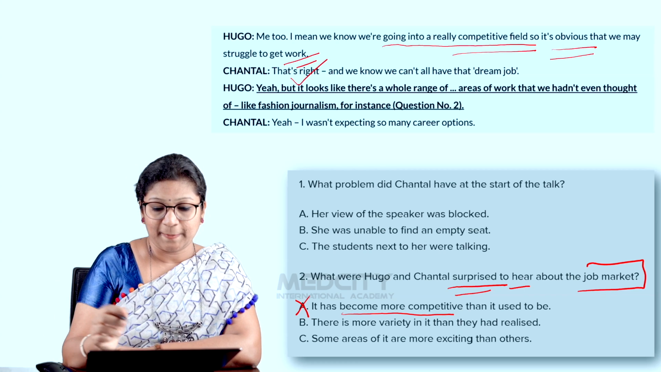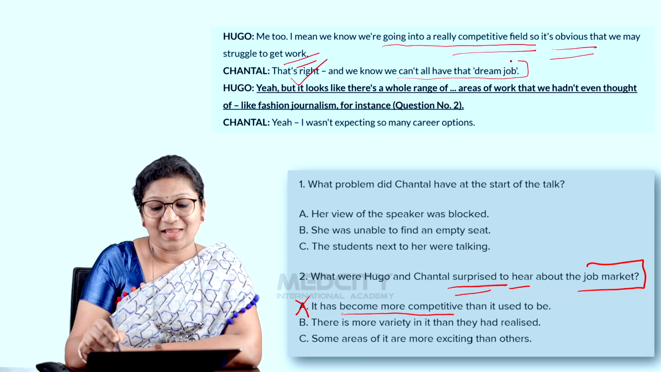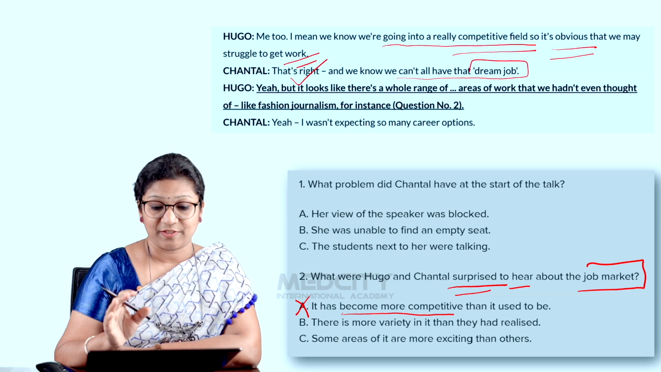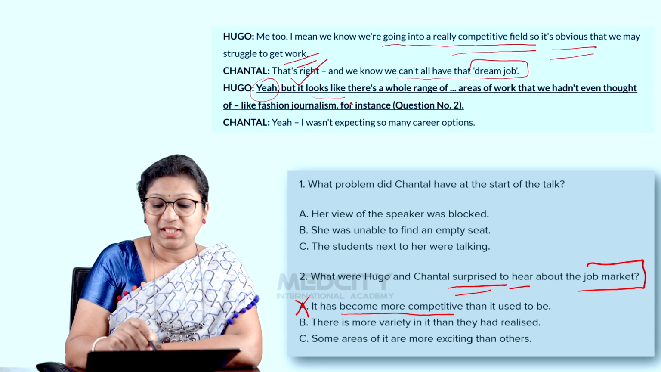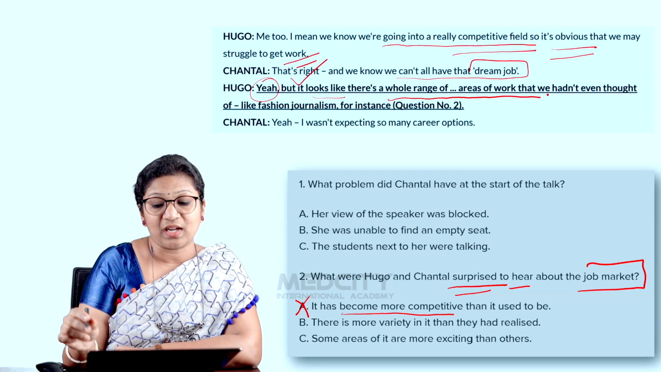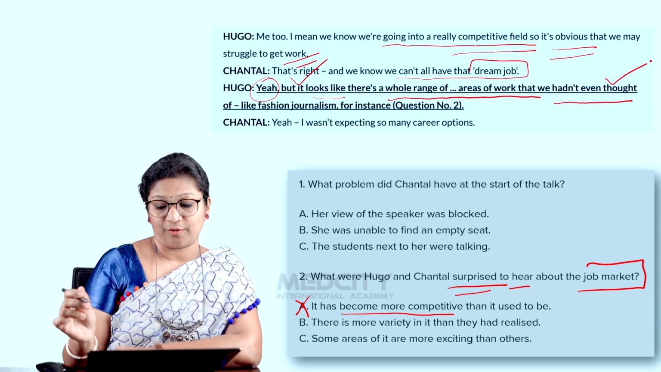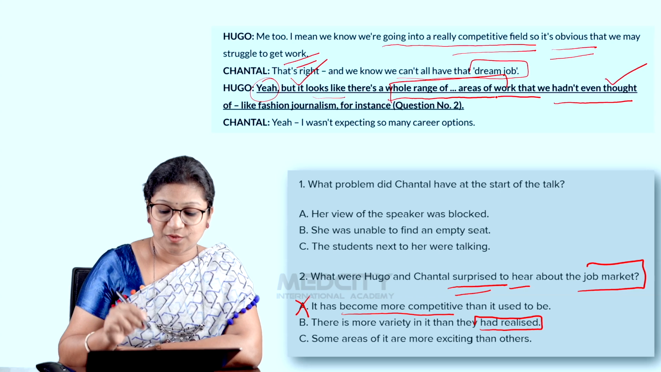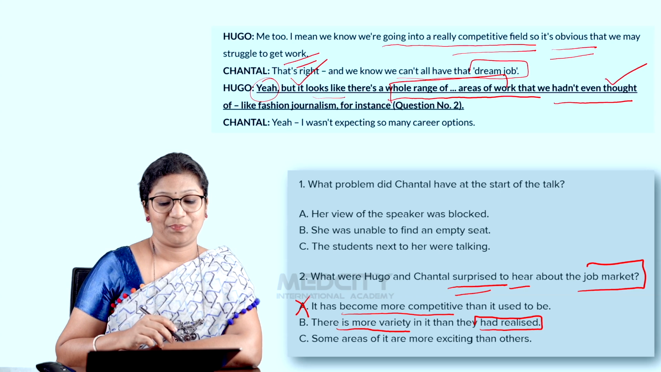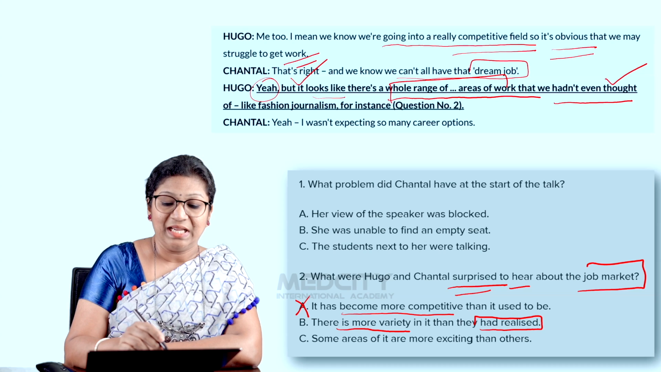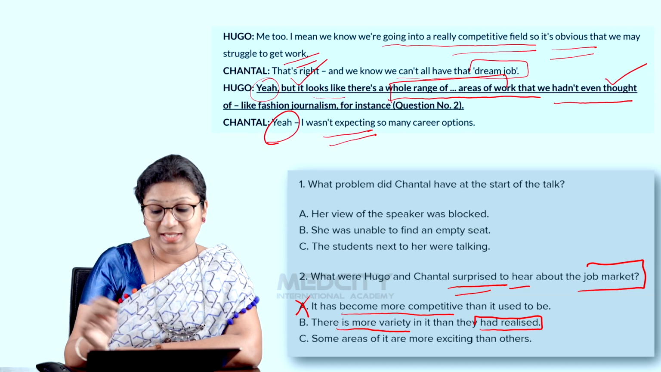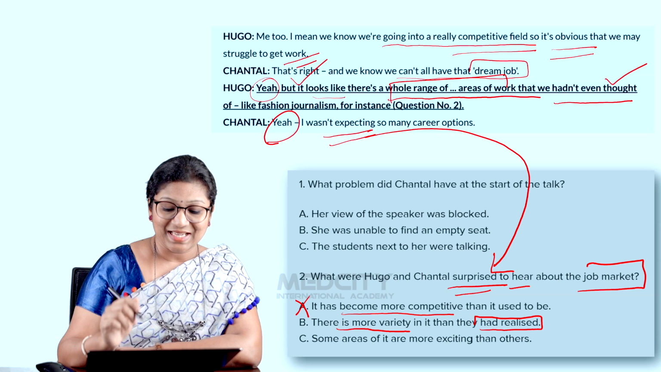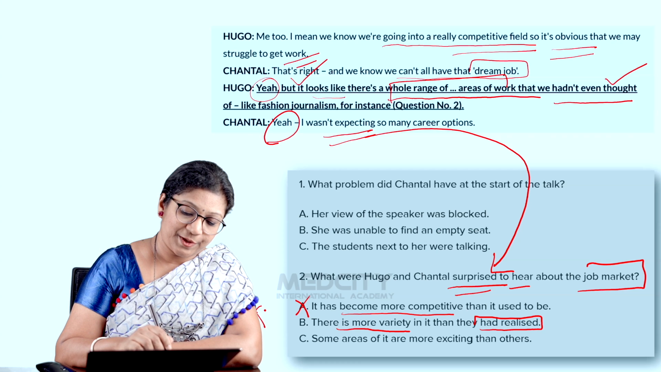That's right. Okay, and we know we can't all have that dream job. So they are very sure about things being difficult. But it looks like there's a whole range of areas of work that we hadn't even thought of. We had not realized. Whole range of areas of work, more variety, like fashion journalism and so on. I wasn't expecting. Expecting is a key word for surprise to hear. I wasn't expecting that. So the right answer for question number 2 is option B.